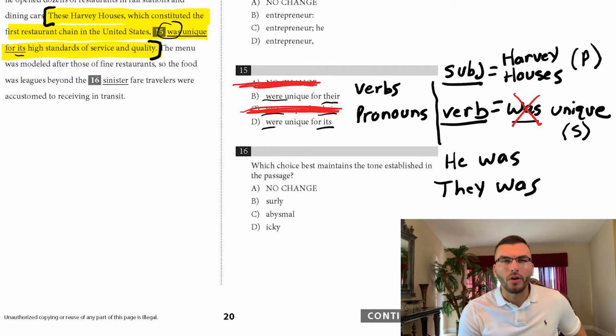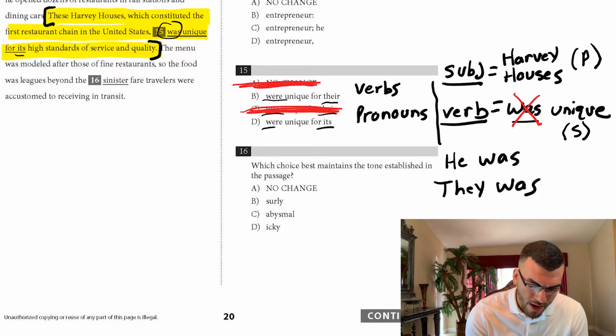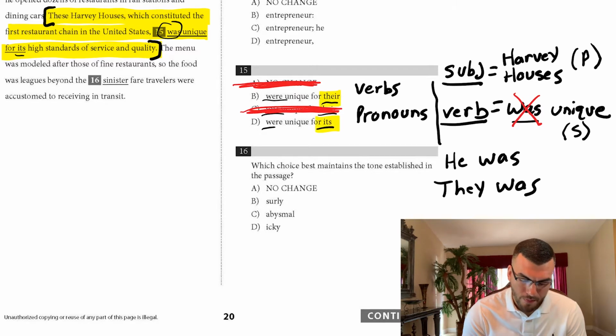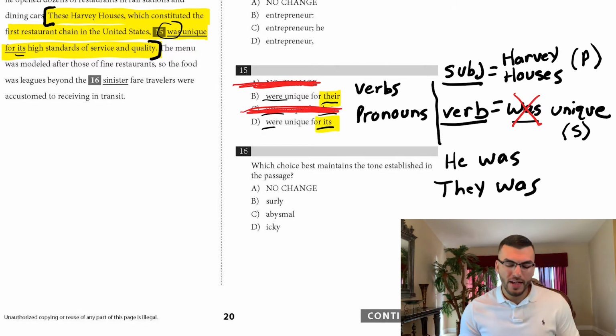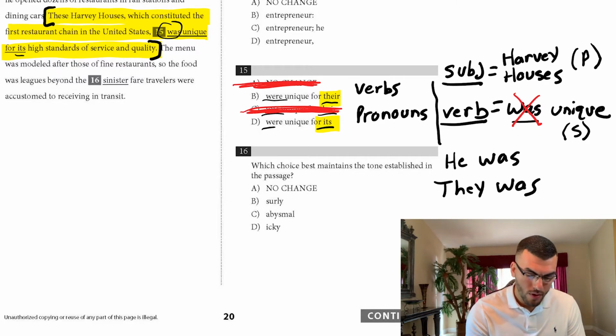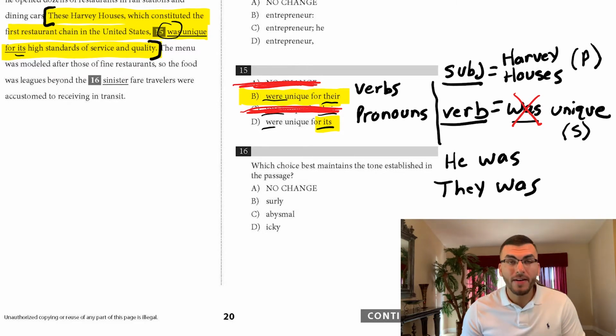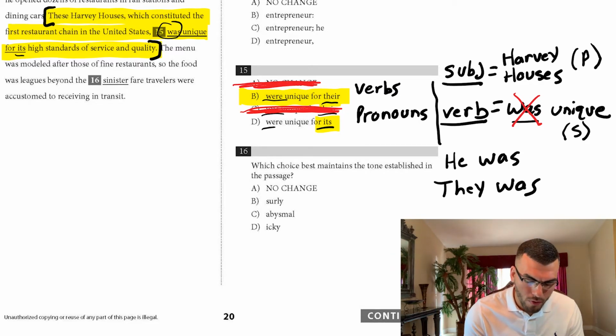Well, they both have were. So what else is changing in the answer choices? The pronouns, their and its. Which one do you think is the correct answer choice and why? Choice B is the correct answer choice, their, because there is plural. If the subject's plural, if the verb is plural, then the pronoun also needs to be plural. There is a plural pronoun, guys.